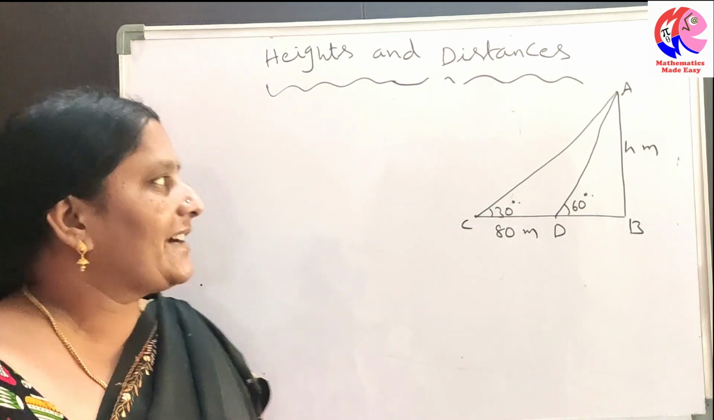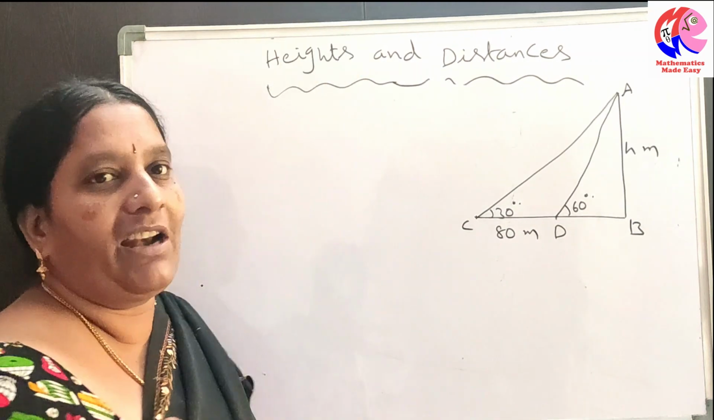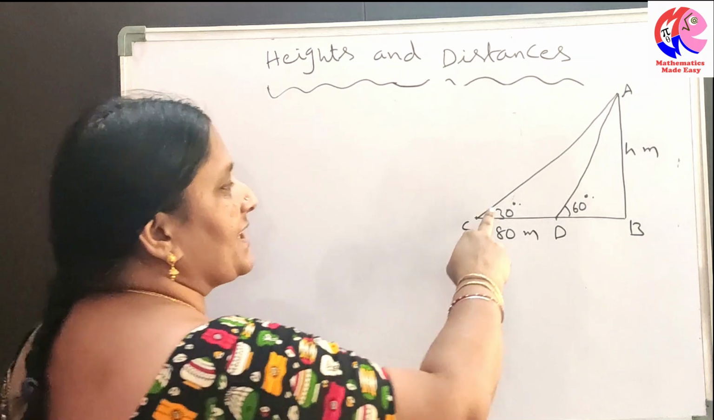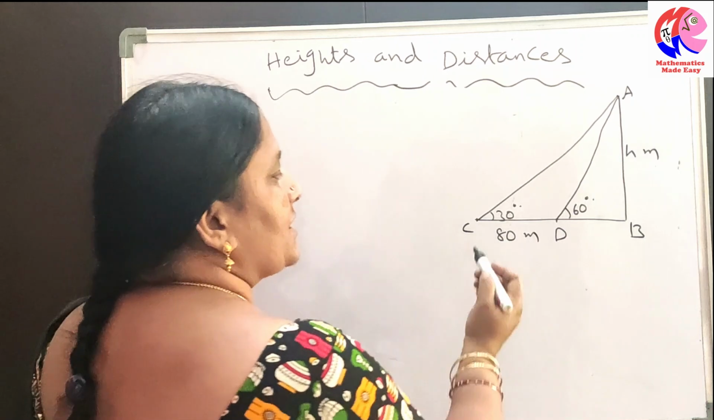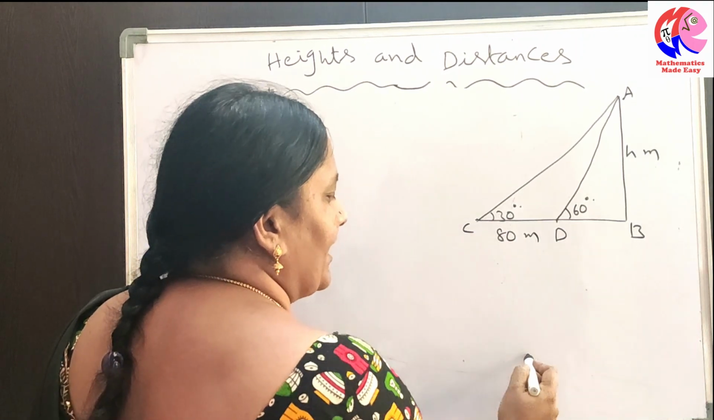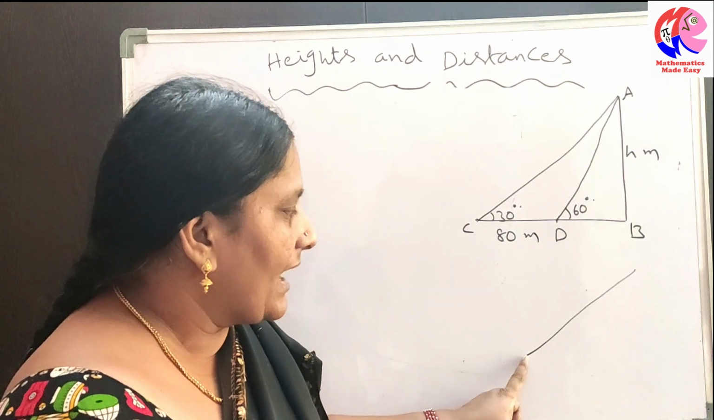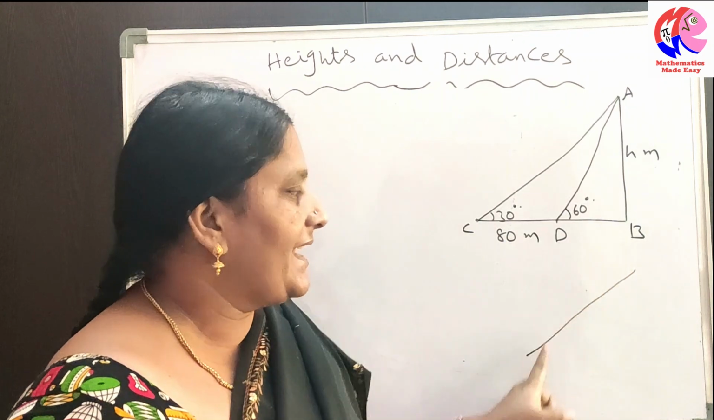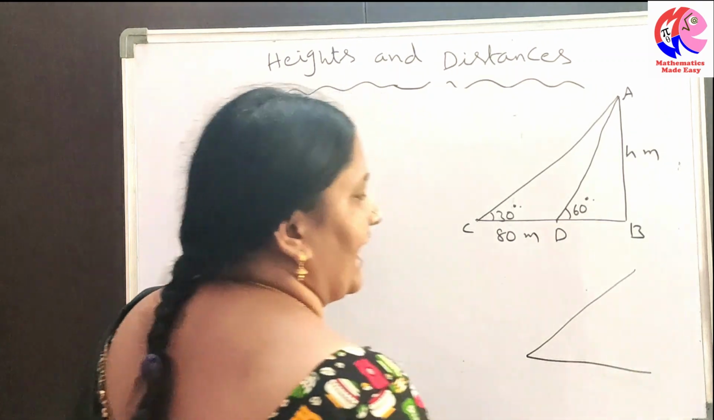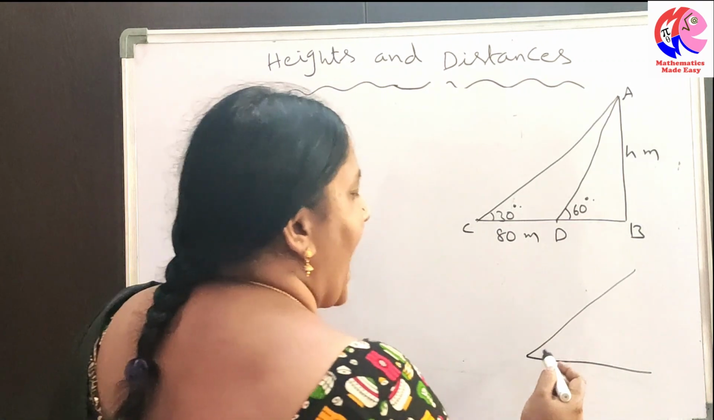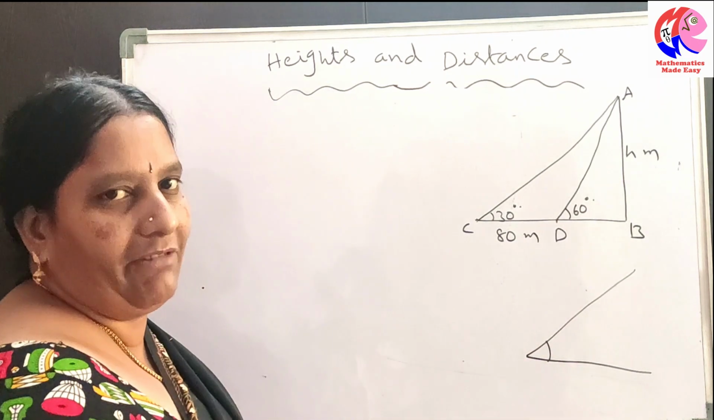So first let us see what is angle of elevation. When the object is placed at a higher level than the eye, then the angle formed is called the angle of elevation. Suppose a person is standing here, and this is called the line of sight. The line segment drawn from the eye of the observer to the object is called the line of sight, and this is called the horizontal line, which is parallel to the ground. The angle between the line of sight and the horizontal line is called the angle of elevation.